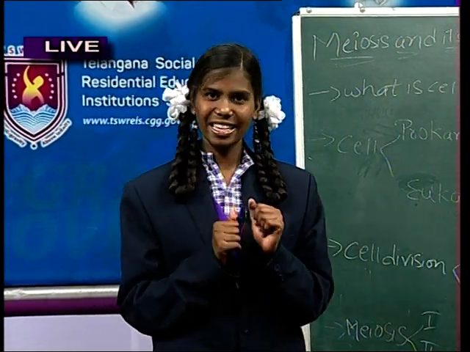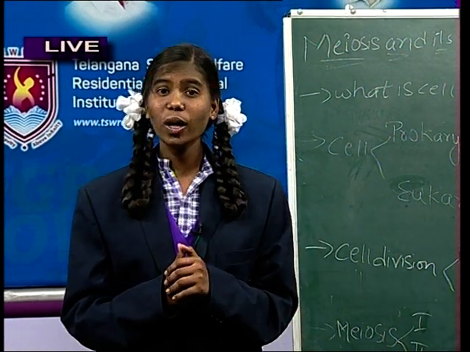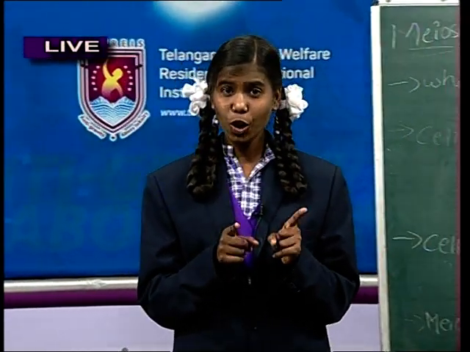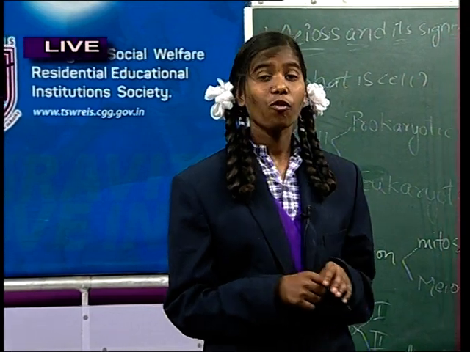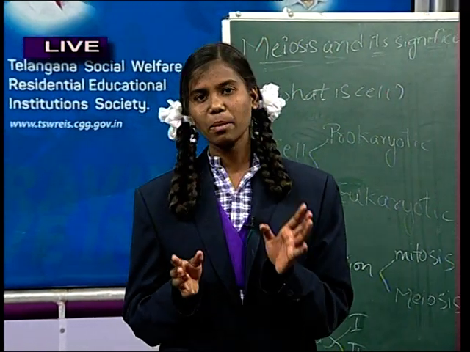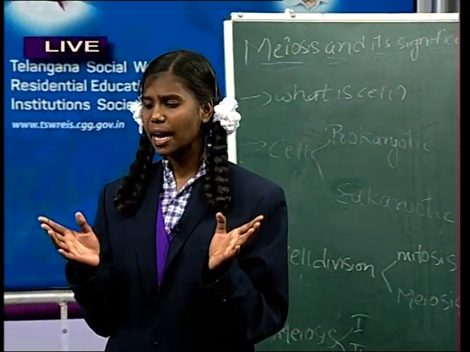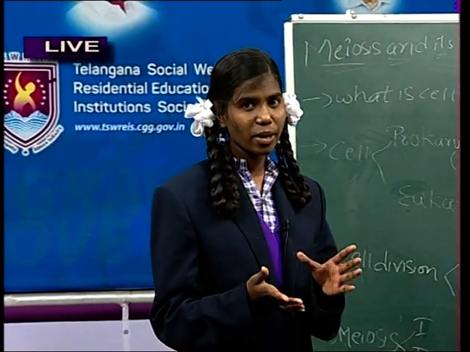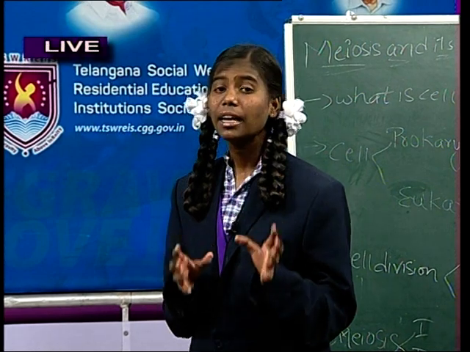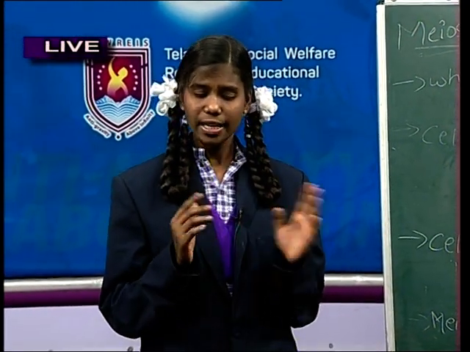At this stage, the synapsis of homologous chromosomes takes place and forms a complex structure, the synaptonemal complex. What is the synaptonemal complex, friends? The complex structure formed by the synapsis of homologous chromosomes is called the synaptonemal complex. The pairing starts at the centromere or at any other portion. These paired chromosomes are called a tetrad or bivalent. So, this is the zygotene.